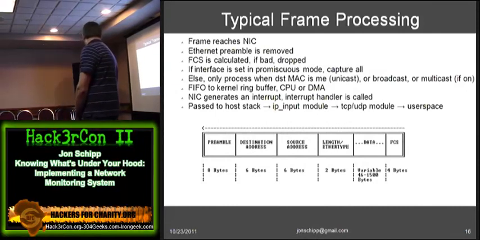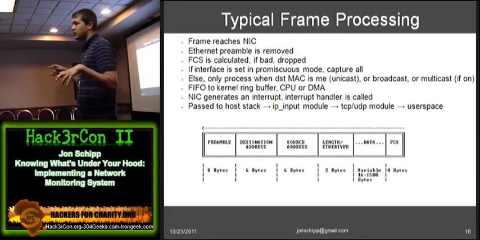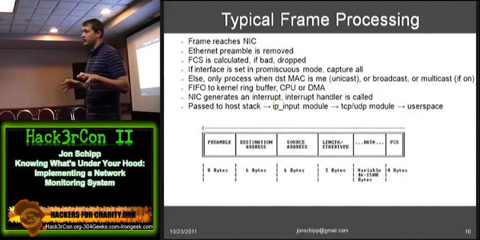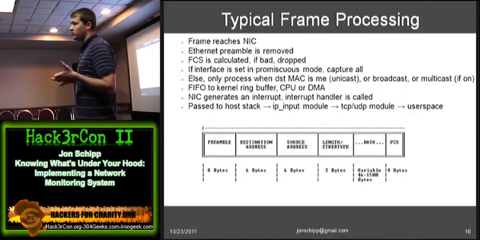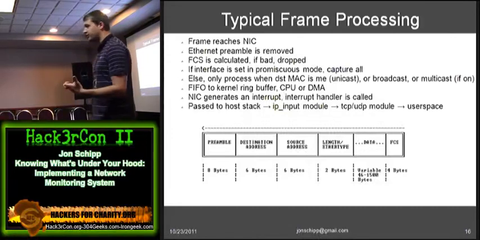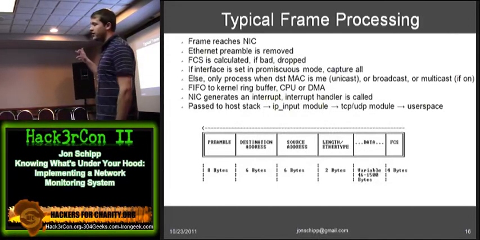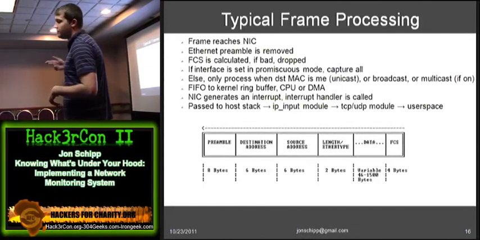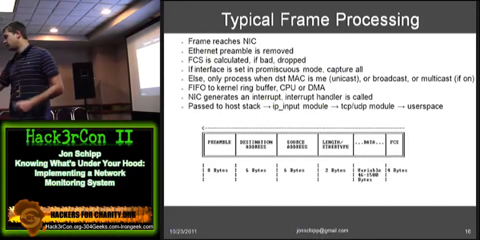And we also have what happens after all that's done. We do a first in, first out to a kernel ring buffer, and that's usually, if we have DMA, directly transferred to system memory on the host operating system. If you don't have a system that uses DMA and your NIC doesn't, then the CPU will have to intervene, and you'll have to use CPU cycles to copy that to the host memory, which greatly reduces the amount of traffic you can capture. Then the NIC generates an interrupt. The interrupt handler for the device driver is then called, and it's passed into memory to the IP stack, and then to the TCP modules and so on, eventually to the user space.